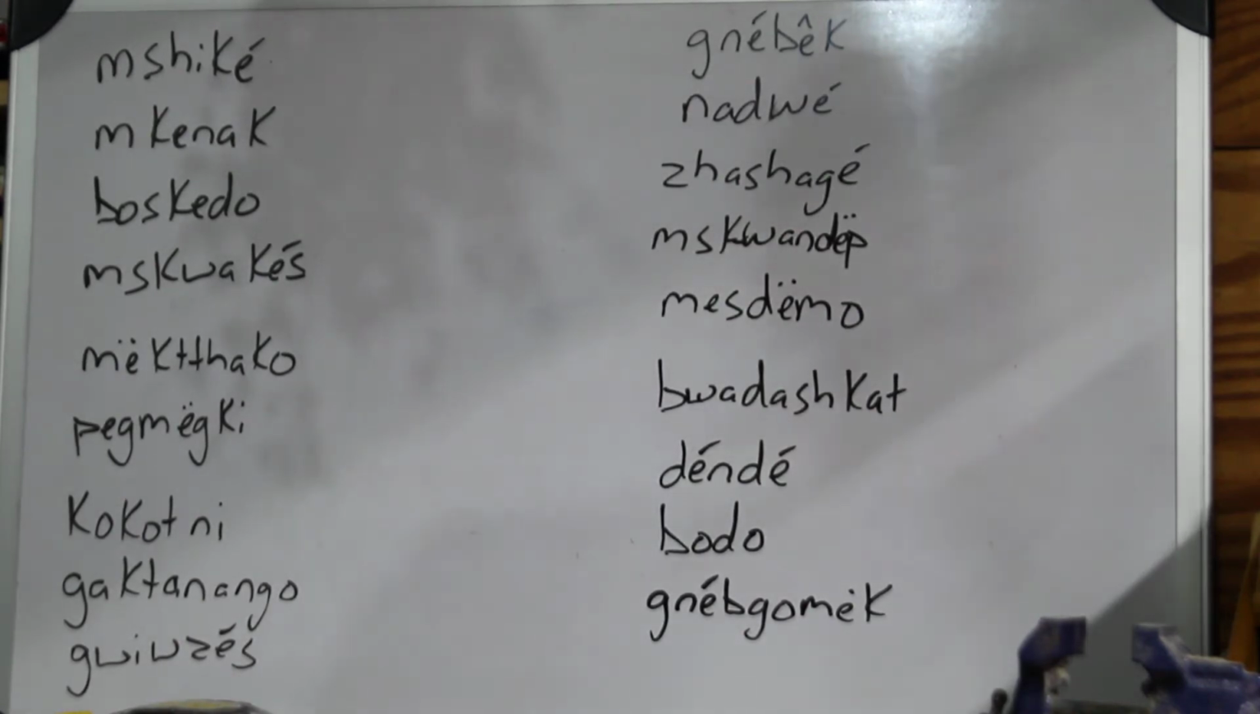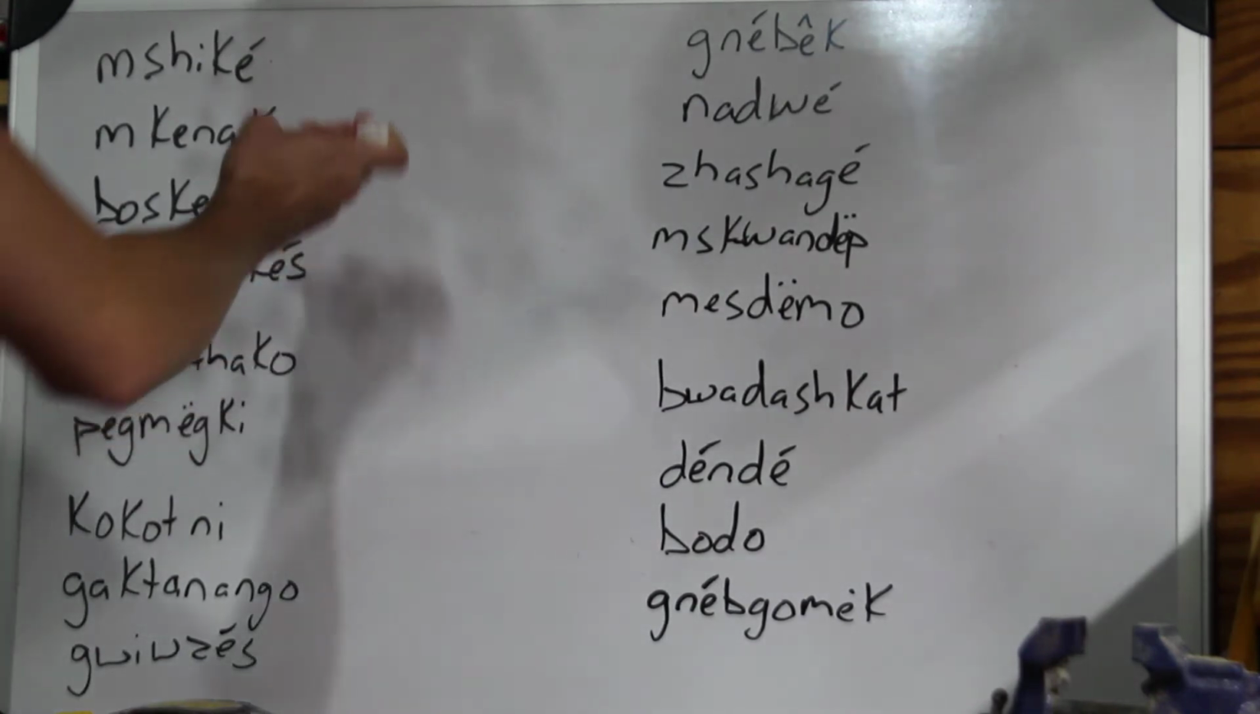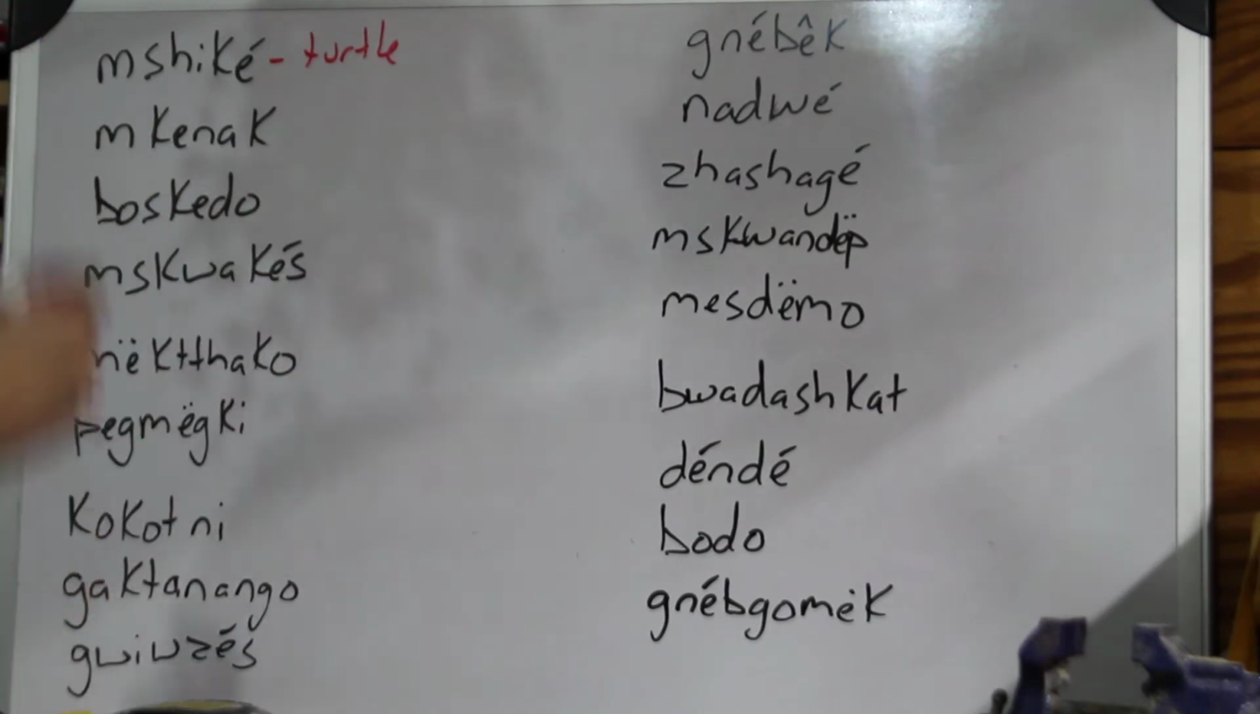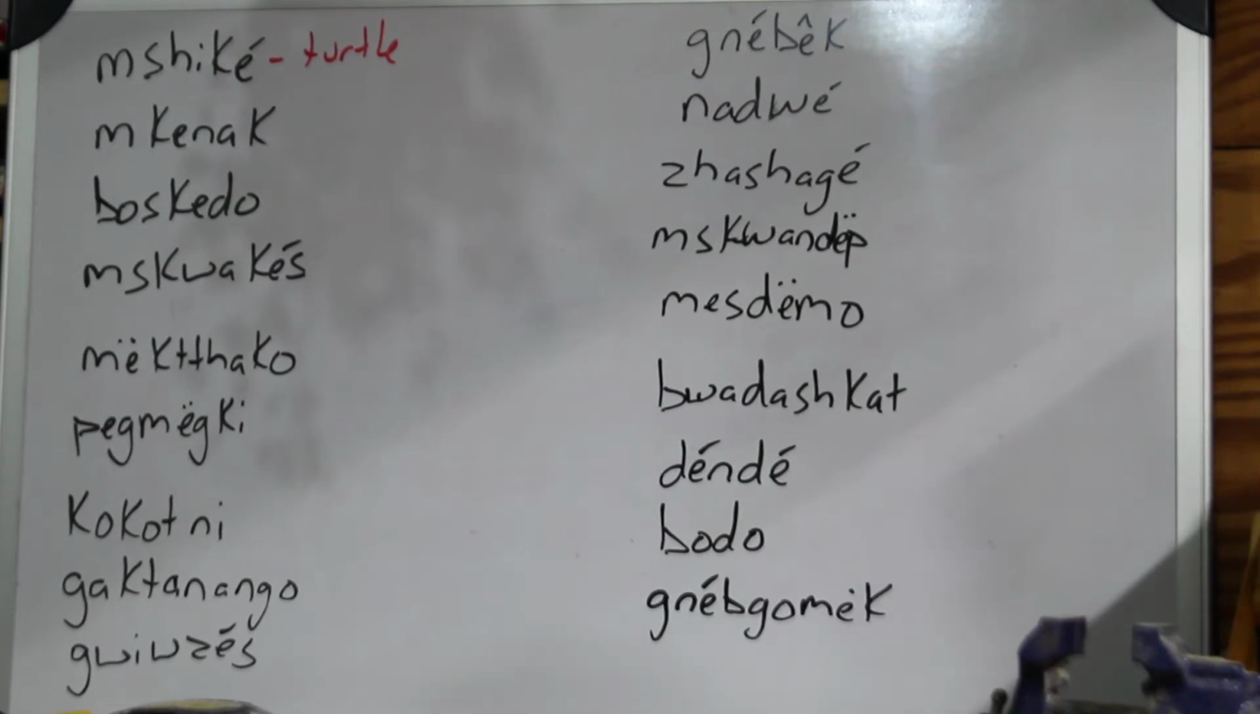So today we're going to talk a little bit about some different amphibians and reptiles that we have. The first one we have up here is Mshika. Mshika we know as turtle. That can be pretty much any kind of turtle, a snapping turtle, a painted turtle, etc. It means the one that sinks down to the earth. When the turtle goes in the water, it'll sink down into the mud area.